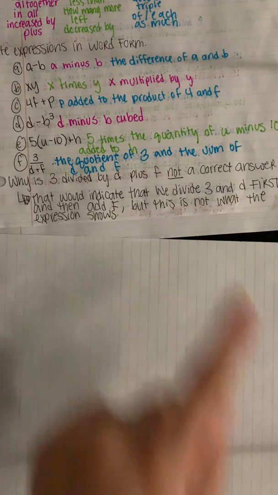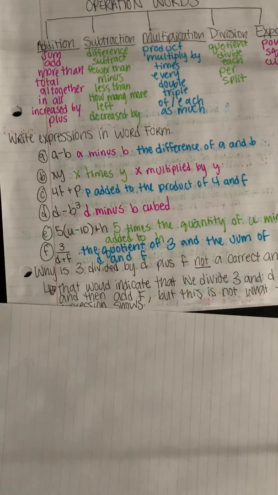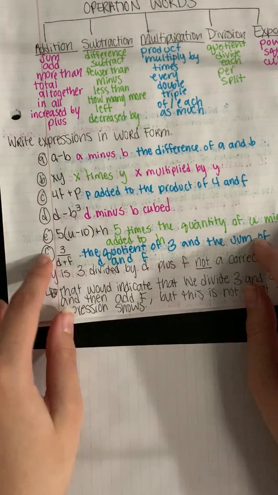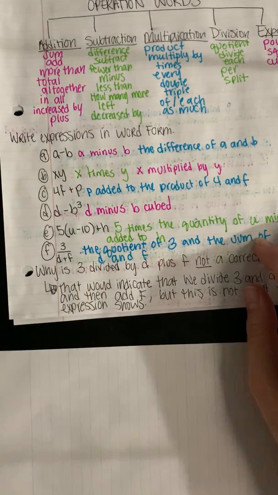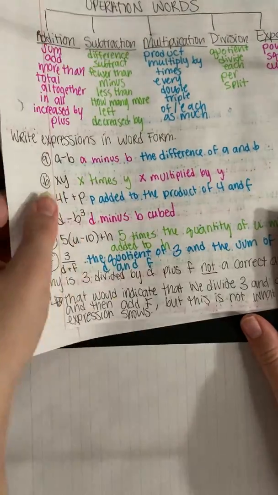So you have to be very careful if there's more than one operation going on within your expression, because you don't want it to be not following the rules of PEMDAS or the order of operations. We need to make sure that if we have to divide first and then add, we do that. If we have to add and then divide, we put it in the correct order.